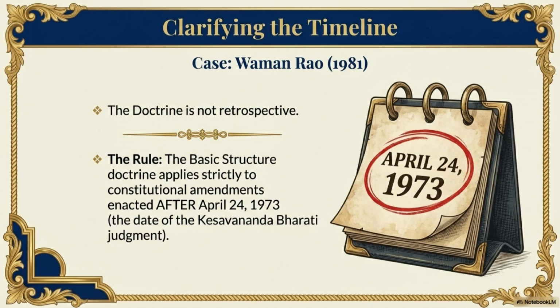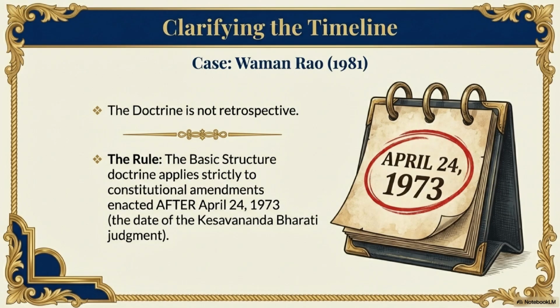And there was one more case that tidied things up, right? Yes, just to tidy up the timeline. In the Waman Rao case in 1981, the court clarified something important about when this applies. They said the Basic Structure Doctrine applies prospectively. Meaning it only applies to amendments made after the date of the Kesavananda Bharati judgment? Yes, April 24th, 1973. Anything Parliament did before that date is safe. Anything after that date is subject to the basic structure test. So they didn't want to open a can of worms and undo 20 years of history. They just drew a line in the sand.